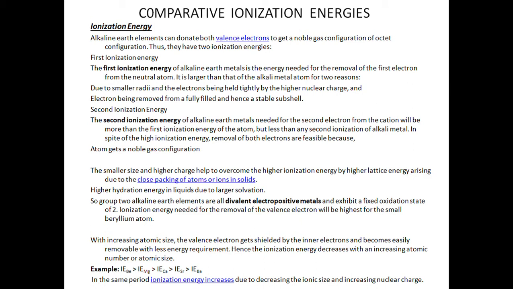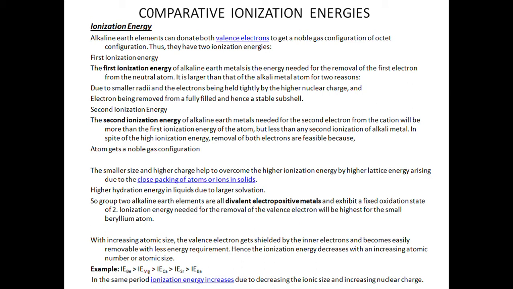Ionization energy needed for the removal of the valence electron will be highest for the small beryllium atom. With increasing atomic size, the valence electron gets shielded by the inner electrons and becomes easily removable with less energy requirement. Hence, the ionization energy decreases with an increasing atomic number or atomic size.